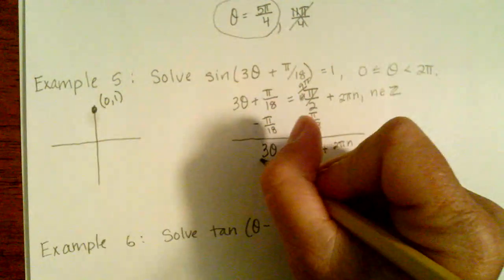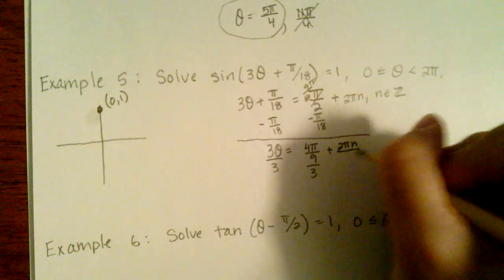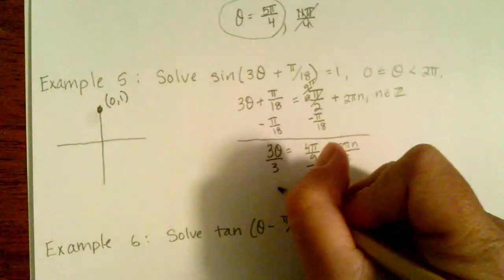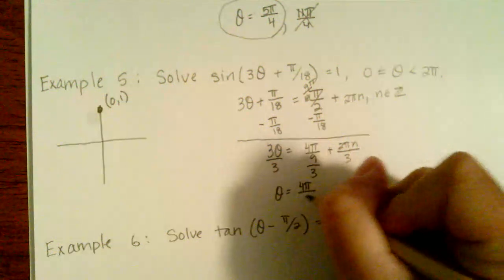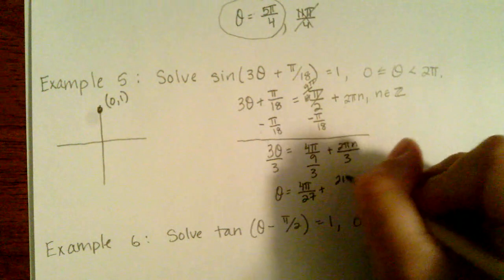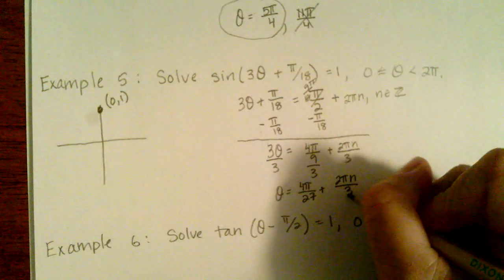Now I need to divide everything by 3. Remember, if you're multiplying or dividing, you do it to every term. And I get theta equals 4 pi over 27 plus 2 pi n over 3.